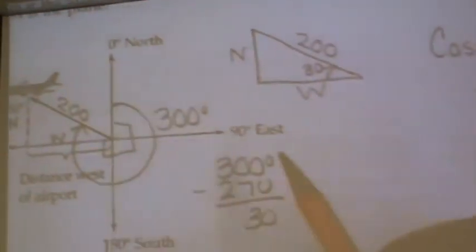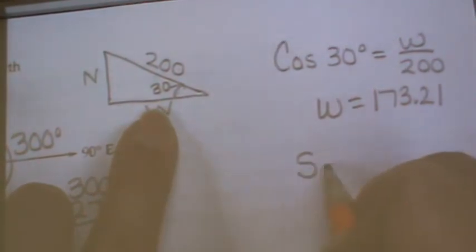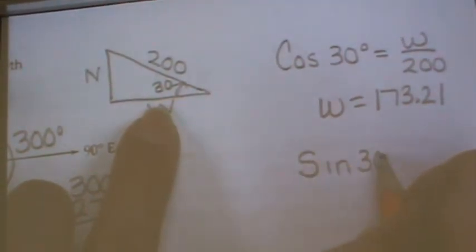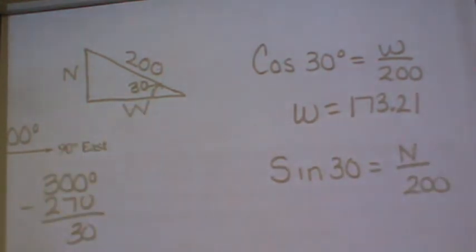Now if I wanted to know how far north the plane was, I would use sine. I would use sine of 30 is equal to north over 200. They didn't ask that, but if they did, you would use sine. They asked west. Anybody have any questions on these? Okay, we're done.